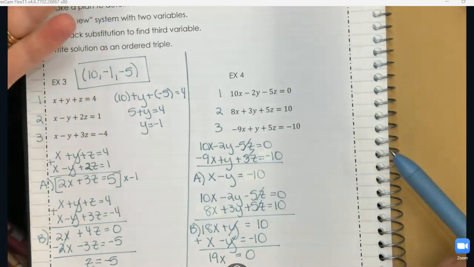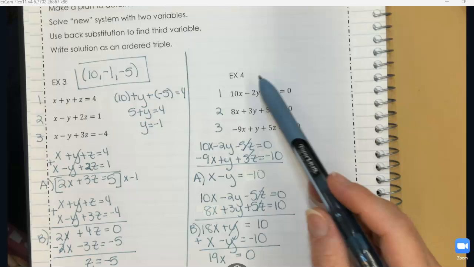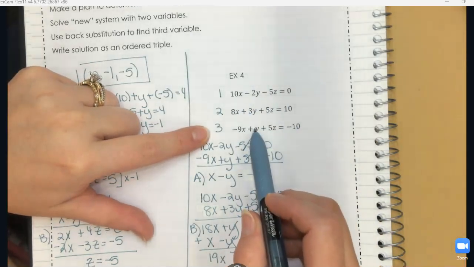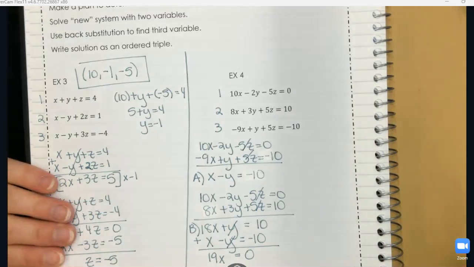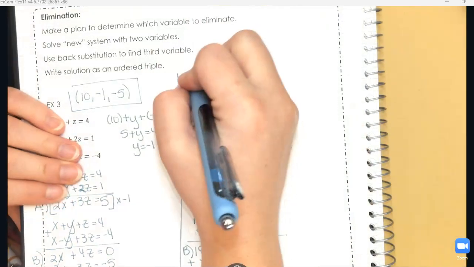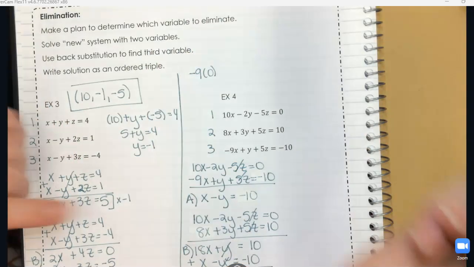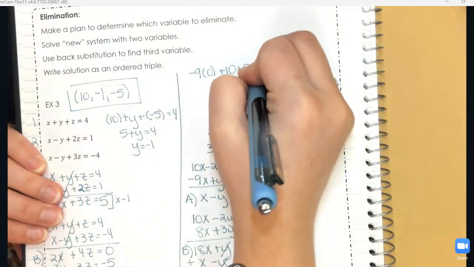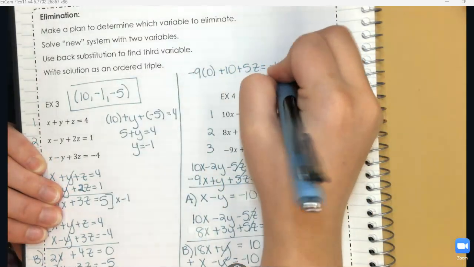Now, all of these are pretty much the same difficulty. You're going to have a lot of multipliers. I'm going to go with equation 3 because there's no multiplier on y, and I'm going to hope that makes my life just a little bit easier. So negative 9 times x, well, we know x is 0, plus y, we know y is 10, plus 5z equals negative 10.